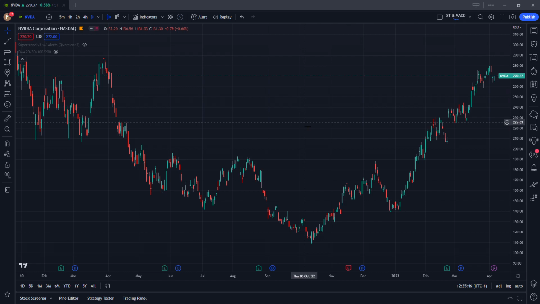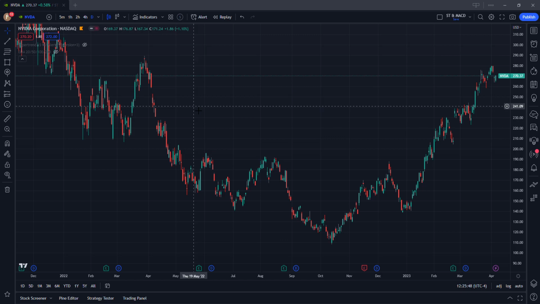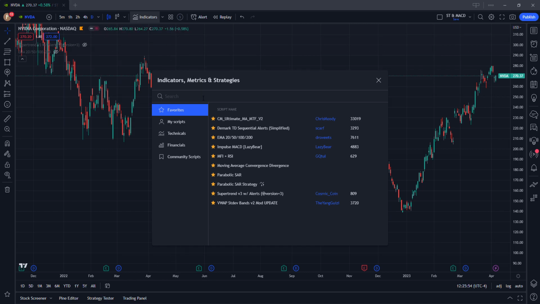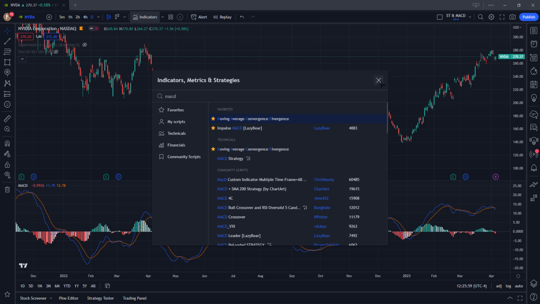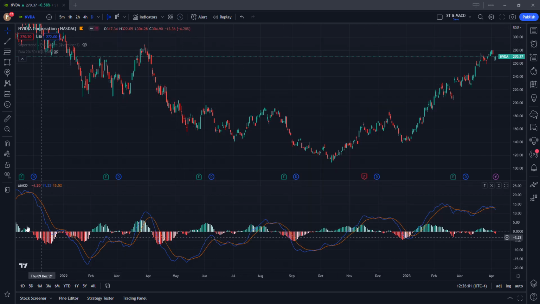First, let's go and see how we can deploy the MACD indicator on our chart using TradingView. So I'll simply go in indicators, type MACD. There you go. It's deployed, as you can see over here, and you can simply go and configure the indicator if you want to change colors of the line or the histogram.